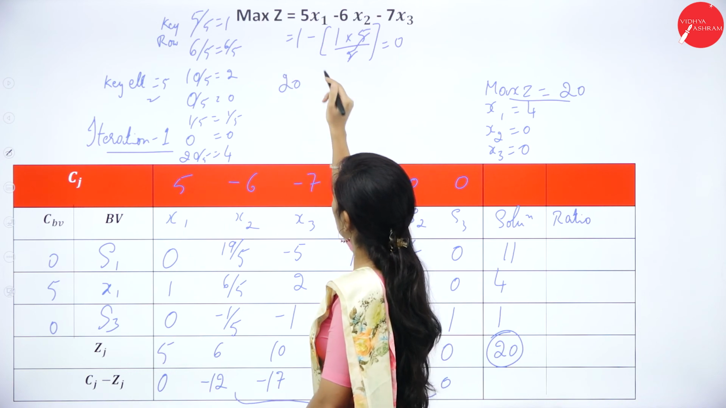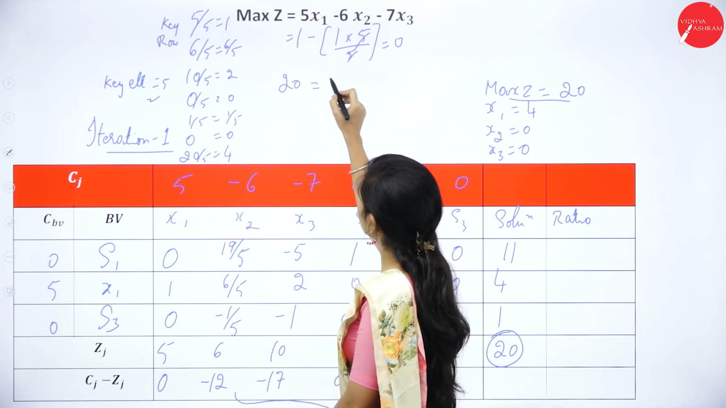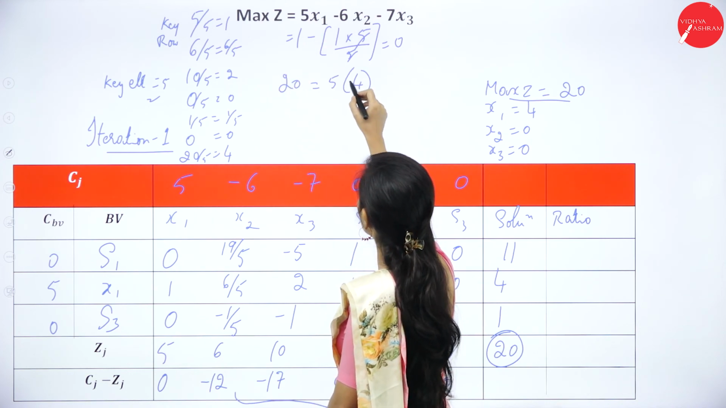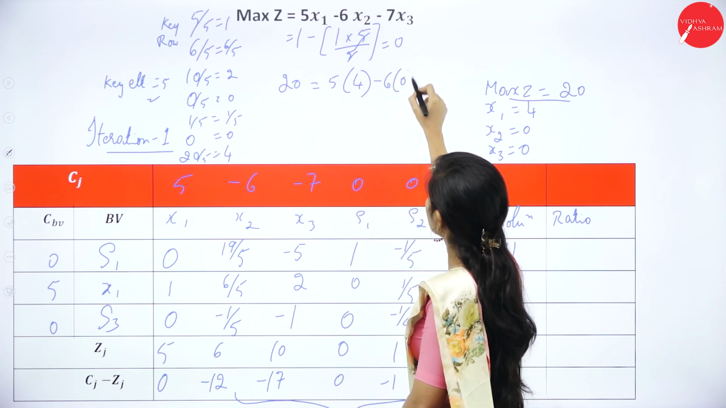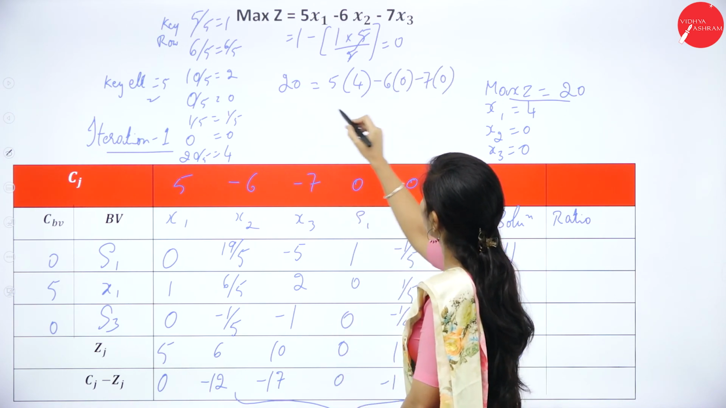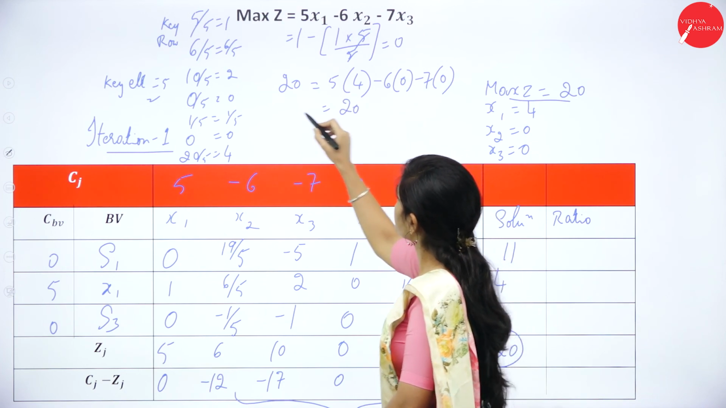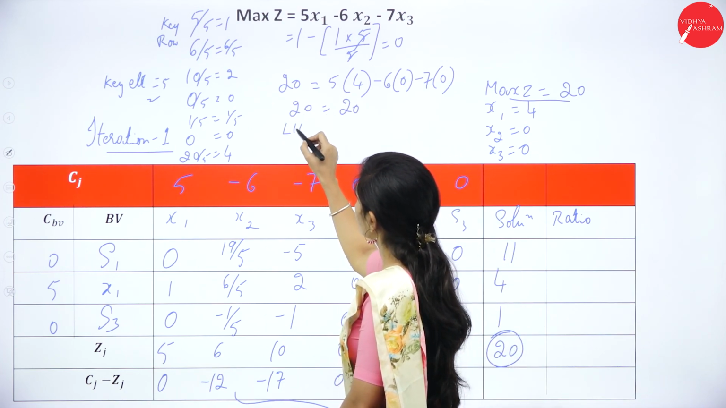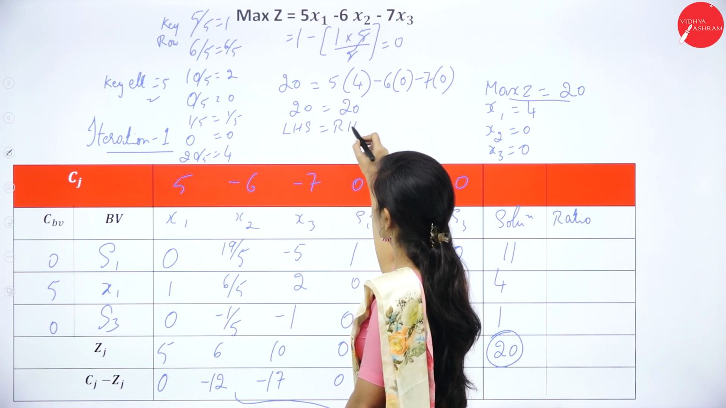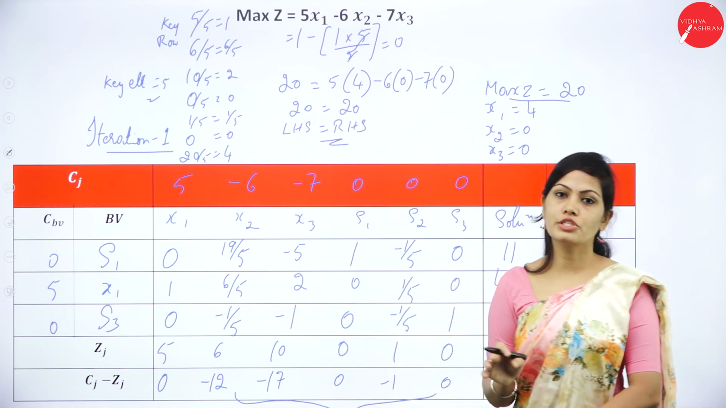Substitute into this objective function. Max Z is equal to 20. 5 into x1 value, which is 4, 6 into 0, 7 into 0. So 5 4s are 20. So 20 equals 20, LHS equals RHS. So it has a feasible solution.